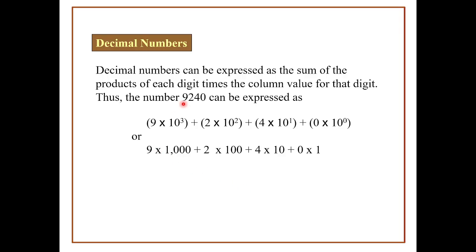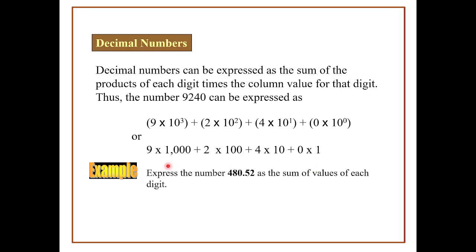Thus, the number 9240 can be expressed as follows. If you observe here, 9240, if you split it: 0 times 10 to the power 0, plus 4 times 10 to the power 1, plus 2 times 10 to the power 2, plus 9 times 10 to the power 3. Or we can rewrite it in this form also: 9 times 1000, 2 times 100, 4 times 10, 0 times 1.